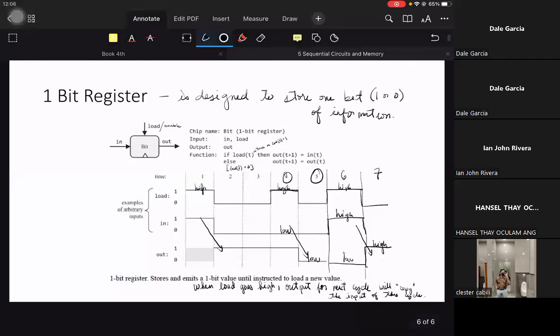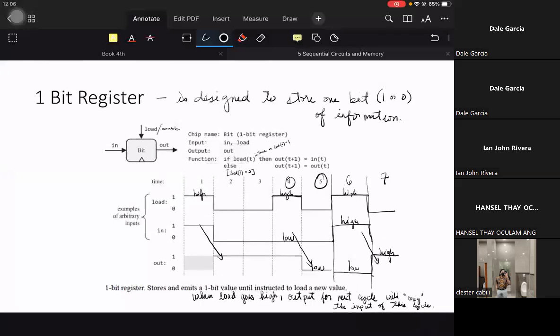Okay. So that's how the 1-bit register works. Any questions? None so far?